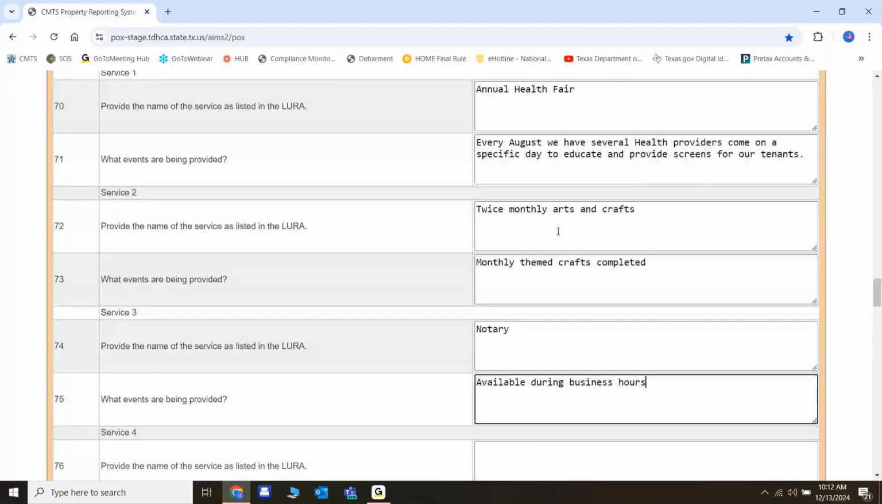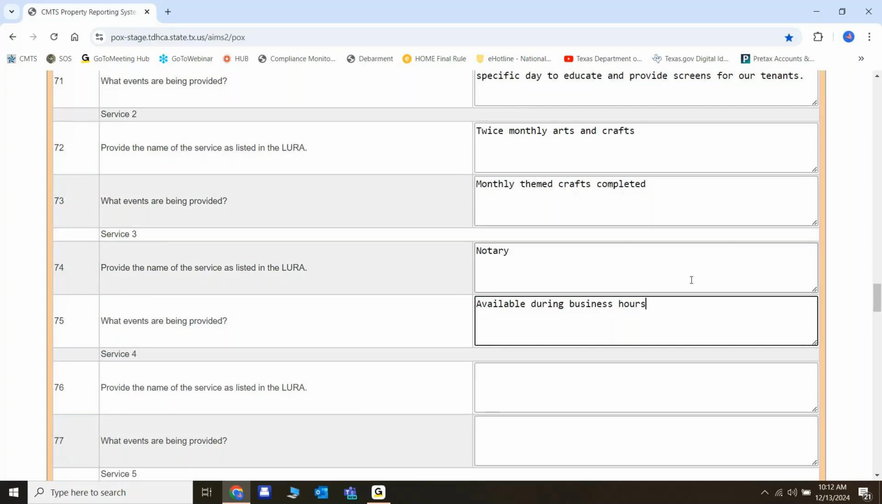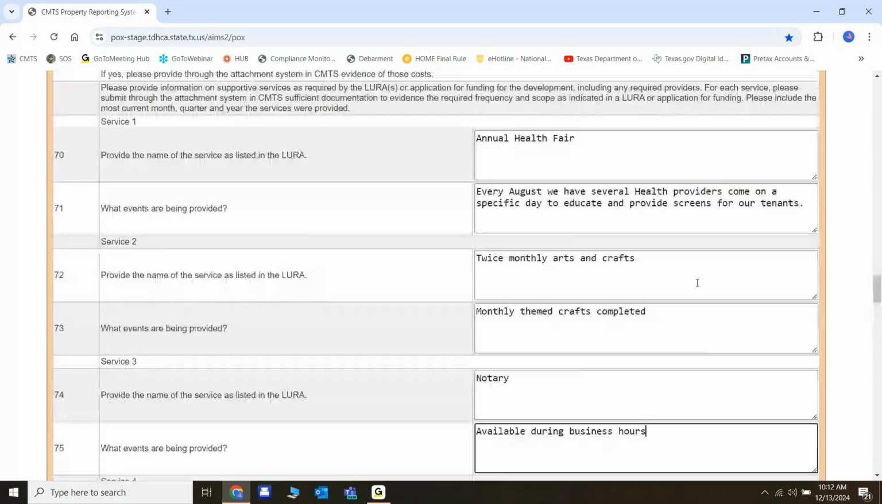But you're just going to keep doing this, because when I'm prepping, what I do is I read this and I say, okay, I should see on their attachment system something for an annual health fair. It's there. Great, they get the point. I should see twice monthly arts and crafts. Great, they're going to get the point. I should see a notary. There it is. Great, they get the point. So you are going to do that.